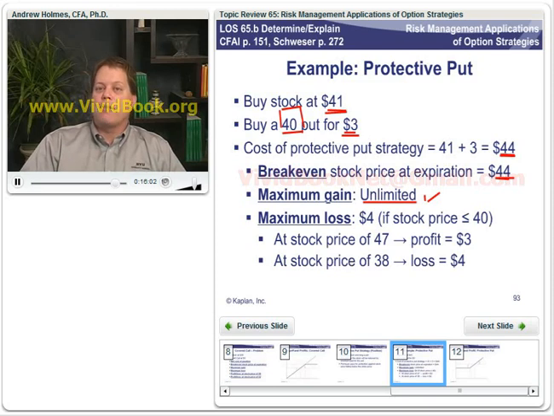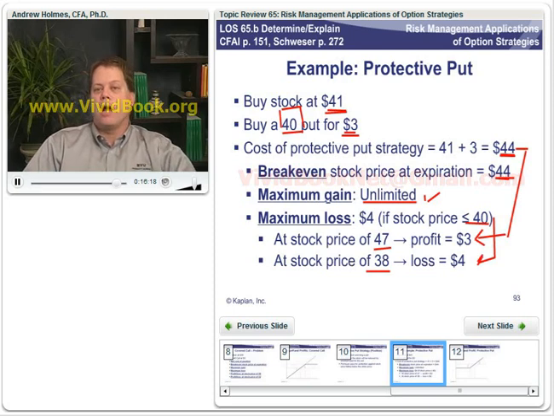What if the stock price ends up at 47? Once again, you're in at 44, so if you go to 47, you're going to have a $3 profit. If it goes to 38, you're going to be below the $40 share price. So as we already talked about, your maximum loss at any price below $40 is going to be equal to that $4.